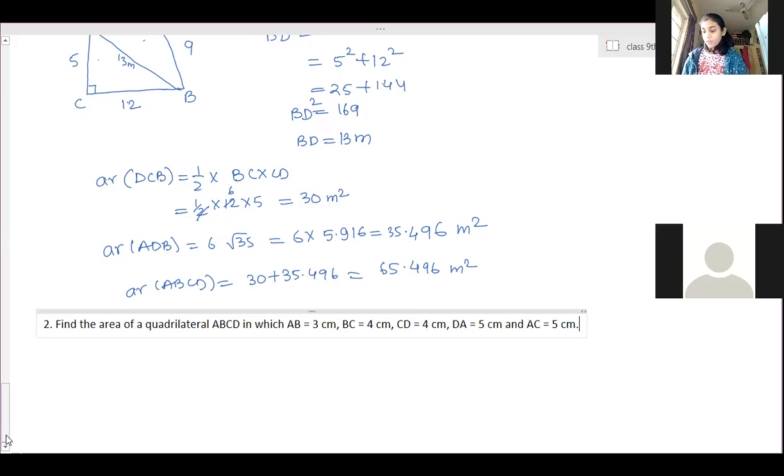Ma'am, first we need to find the perimeter, then we have to use Heron's formula. Which perimeter you have to calculate? For AB plus BC plus CD plus DA. Why you need perimeter? Ma'am, to find the area. You need triangles. First draw the figure, draw triangles. Areas of two triangles you have to find out. Okay, ma'am.